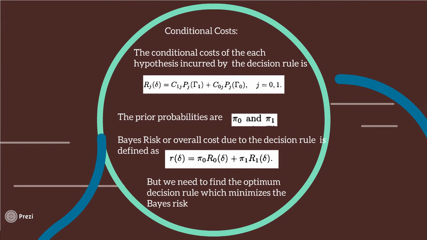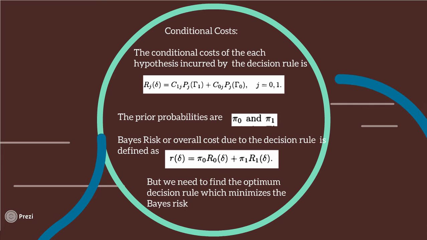Conditional costs. Thus, we calculate the conditional costs, the cost R0 when 0 is sent and the cost R1 when 1 is sent. R0 equals C10 into P0 of gamma 1 plus C00 into P0 of gamma 0. R1 equals C11 into P1 of gamma 1 plus C01 into P1 of gamma 0. The costs C00 and C11 can be considered to be 0 because they are correct detections.